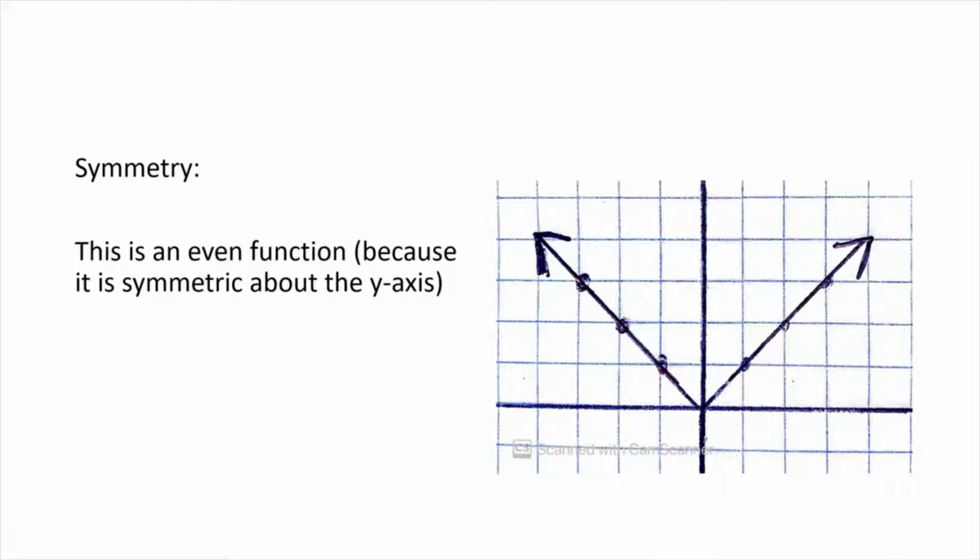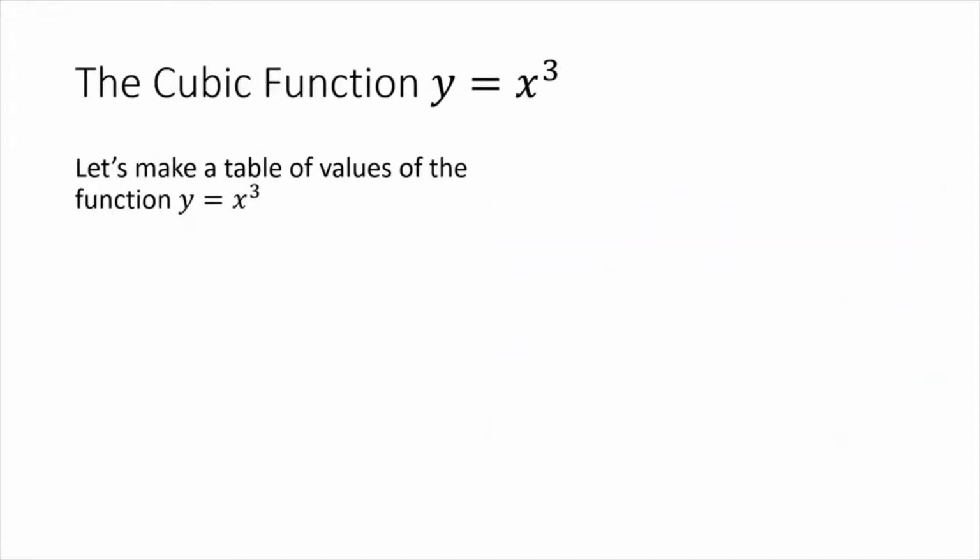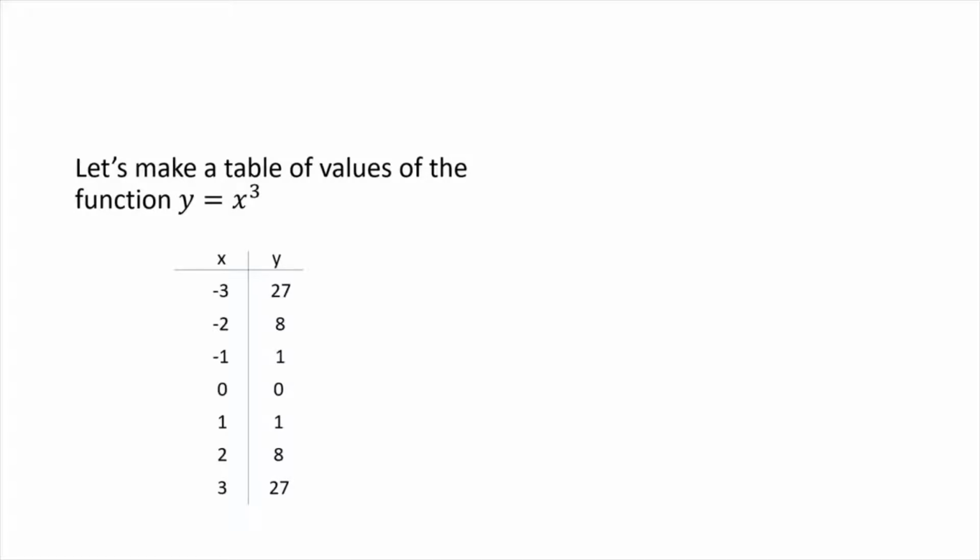Symmetry: this is an even function because it reflects upon itself in the y-axis. In other words, it's symmetric about the y-axis. As x goes to negative infinity, y is shooting towards positive infinity, and as x goes to positive infinity, y is also shooting towards positive infinity. There's our end behavior. Now let's talk about the cubic function. We can make a table of values of this function, and if we do, we have these values right here. Now, actually there's some errors here.